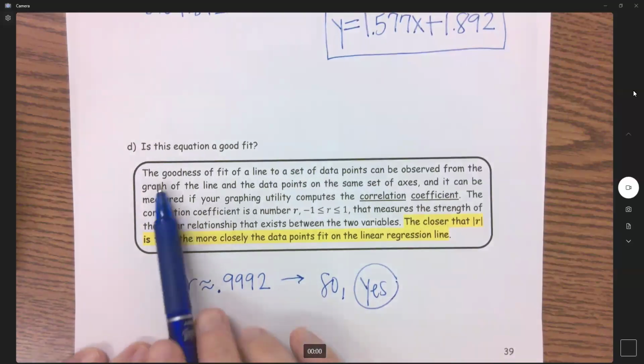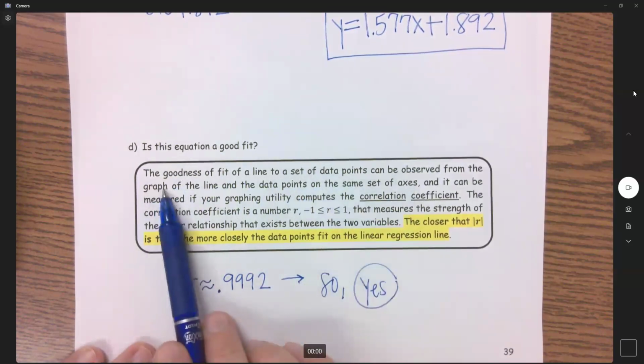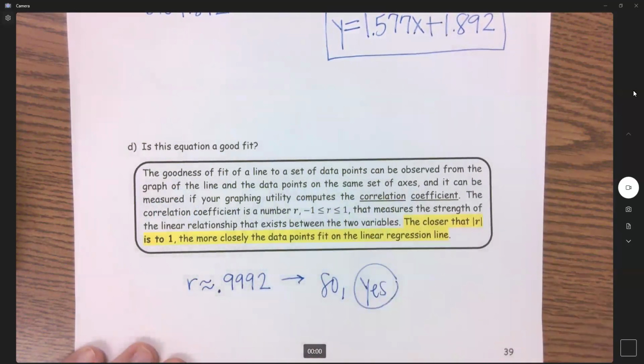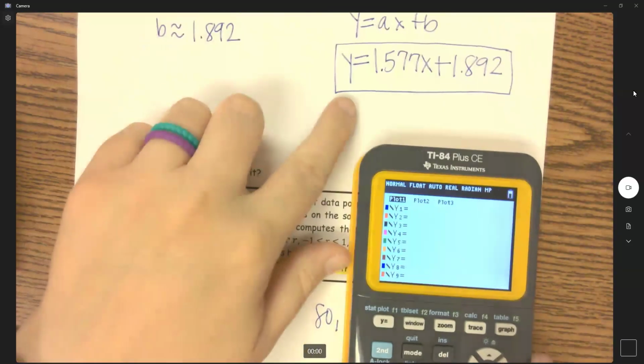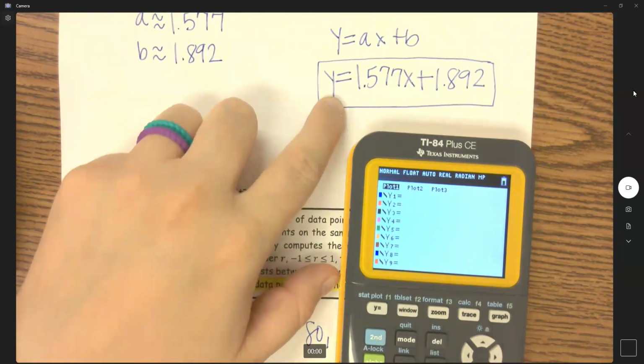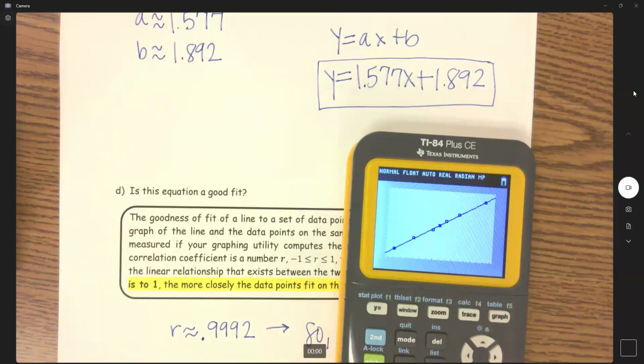Now, it also tells me that the goodness of fit from the data points can be observed from the graph of the line and the data points on the same axis. So what I can do here is go to my y equals, and I'm going to put in my equation of best fit. So 1.577x plus 1.892, and then hit enter. And you can see how good it hits those points. It looks like it hits 2 of them quite perfectly, and then all the other ones are really, really close to that. So yes, this is a great fit.